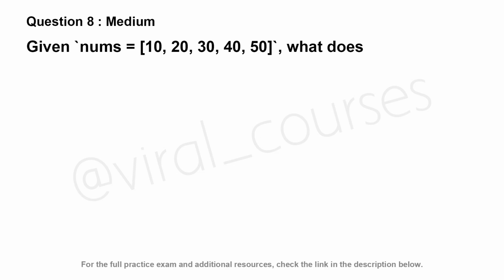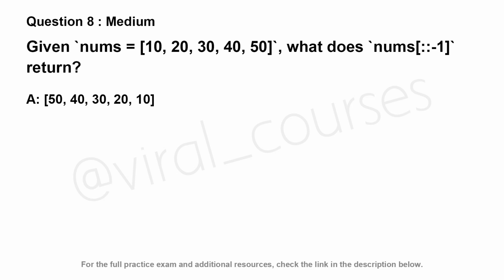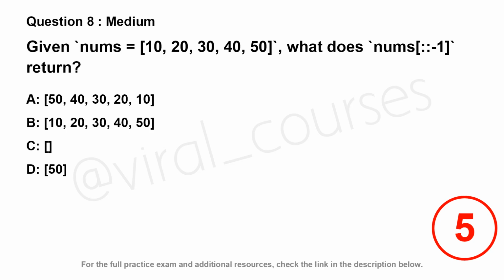Given nums = [10, 20, 30, 40, 50], what does nums[::-1] return? Option A, [50, 40, 30, 20, 10]. Option B, [10, 20, 30, 40, 50]. Option C, an empty list. Option D, 50.